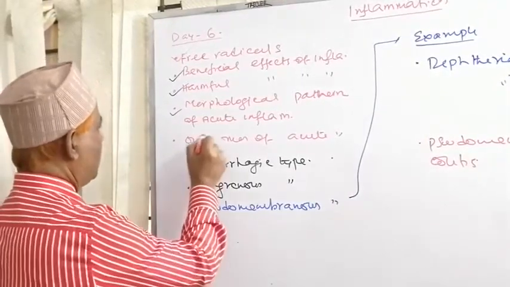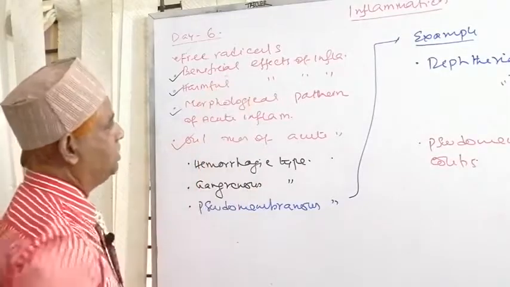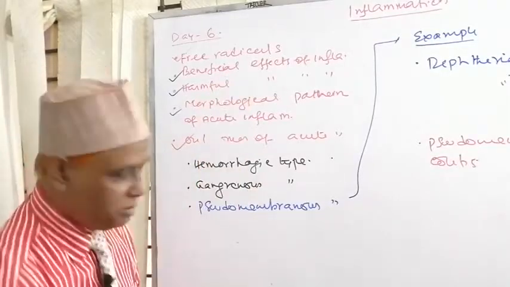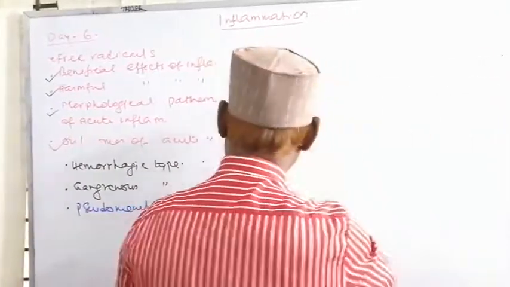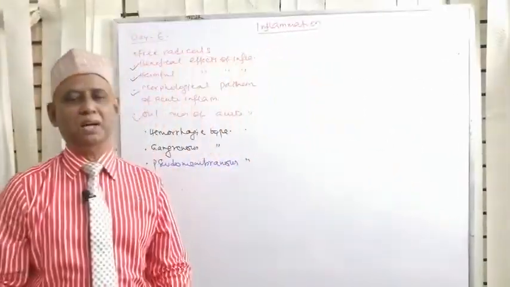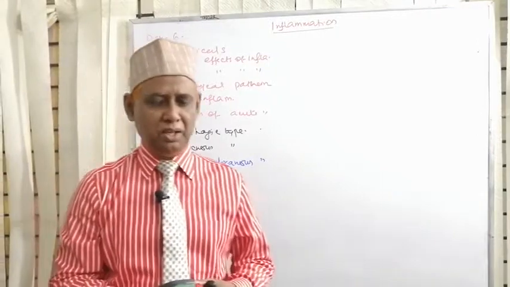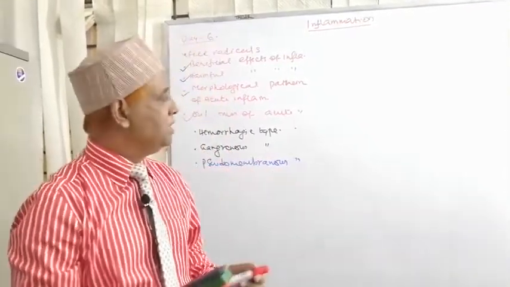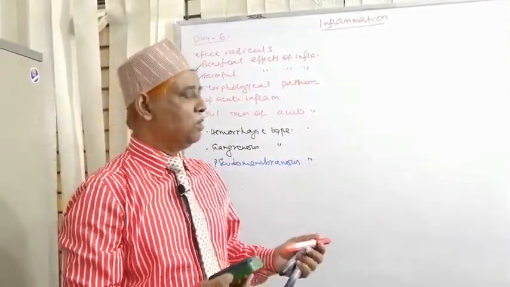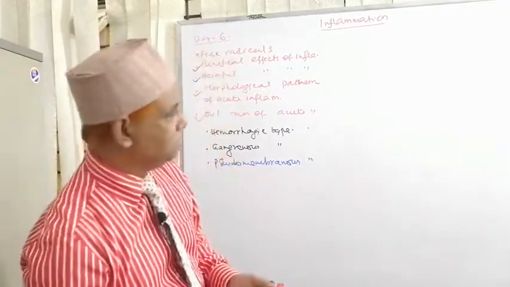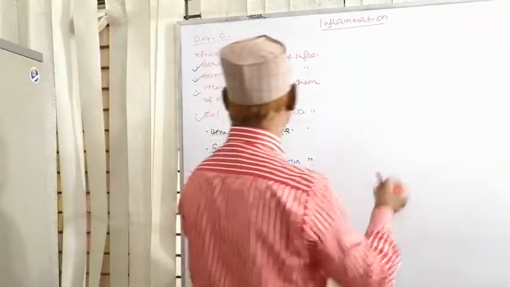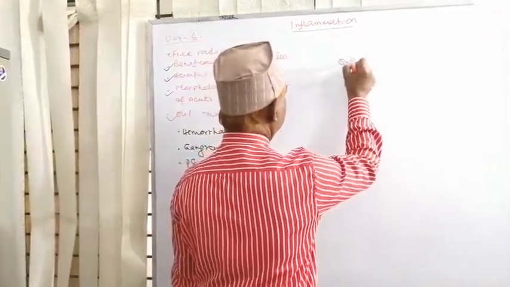Now come to outcomes of acute inflammation. Dear audience, acute inflammation may occur at anywhere of the body, in any organs of our body. If acute inflammation occurs, what is the fate? What is the outcomes of that acute inflammation? Now come to fate or outcomes of acute inflammation.